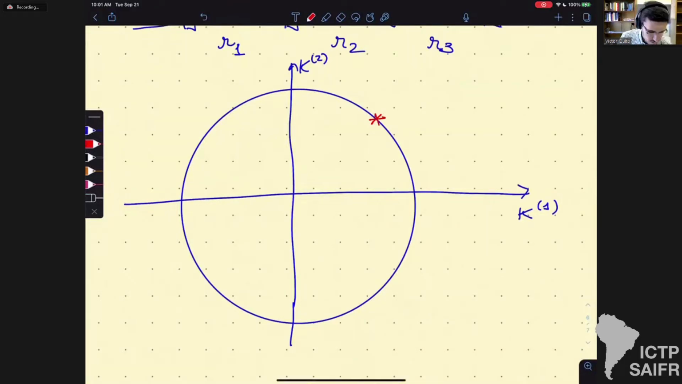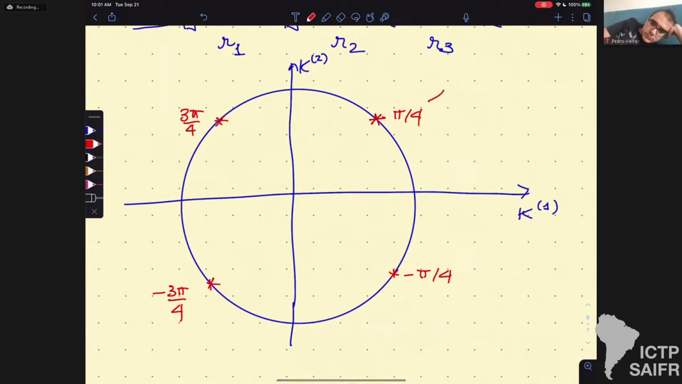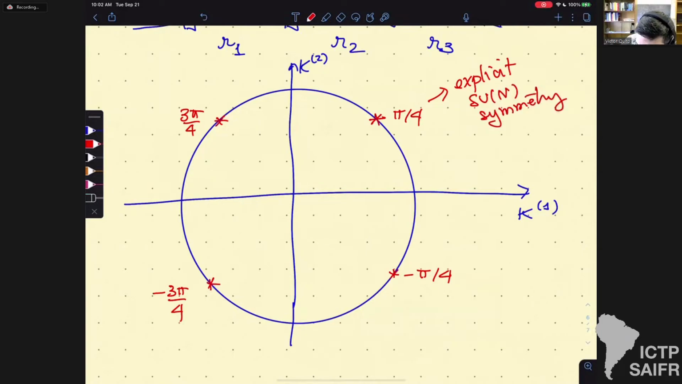There is a point here, pi by 4, minus pi by 4, minus 3 pi by 4, and 3 pi by 4. These are special points, and these are points that have explicit SU(N) symmetry. So these are already points of enlarged symmetry. SO(N) is a subgroup of SU(N), but there are some fine-tuned points here that have this explicit SU(N) symmetry.